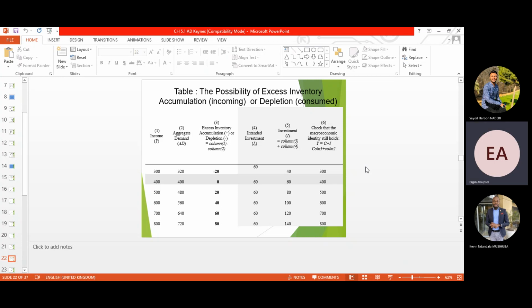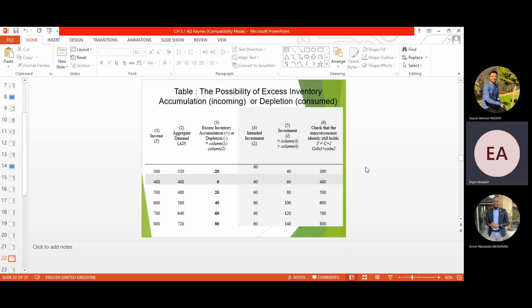And for the macroeconomic identity, Y is again C plus I. Then we are going to add column 3 and column 2 together. As you see, 320 minus 20, of course, is going to be 300. 400 plus 0 is 400. 480 plus 20 is 500. You are observing, isn't it? Column 2 and column 3 will be added, or summed.